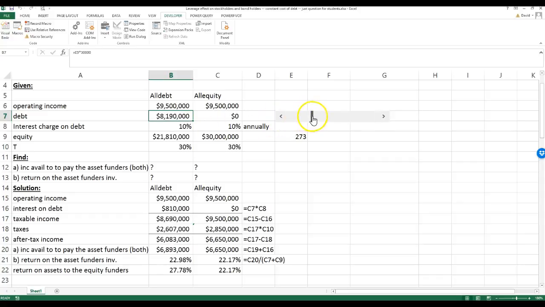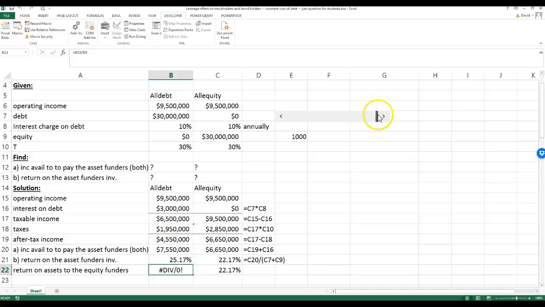Now we can actually change this and do what-if analysis, right? We can say, well, what if the debt is around 7 million? Okay, and we can watch what happens as we move to the right or left. So you can see as we get more highly leveraged, our capital structure is more debt. What's happening to our return on assets right down here? What's happening to this as I go to the right more and more? It goes up and up and up.